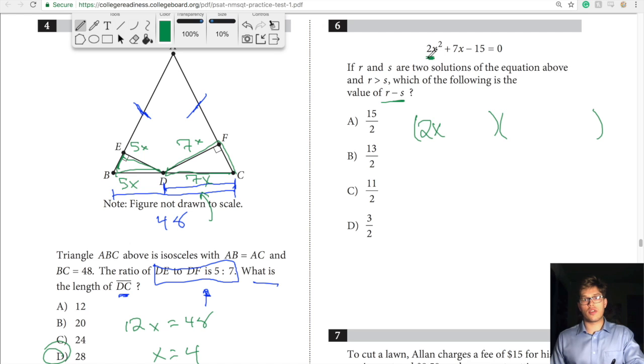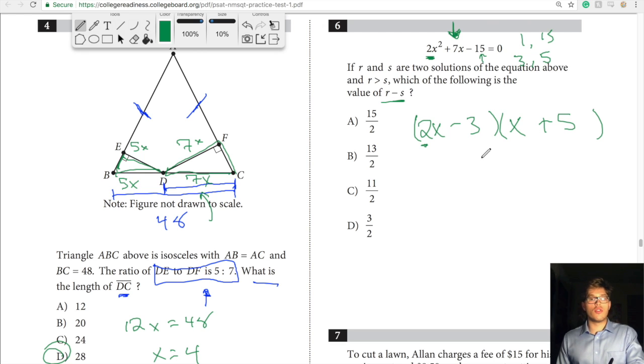We have a 2x term here, so we do need a 2x and an x on the other side. And we have a 15. So what are the factors of 15? We have 1 and 15, of course, and then we have a 3 and a 5. And we have a 7 here. So how can we use these factors and this 2 to get a 7? Well, 5 times 2 is 10, minus 3 is 7. So we're going to have a positive 5 on this side because it needs to multiply with the 2, and then a negative 3. So this is our expression factored.